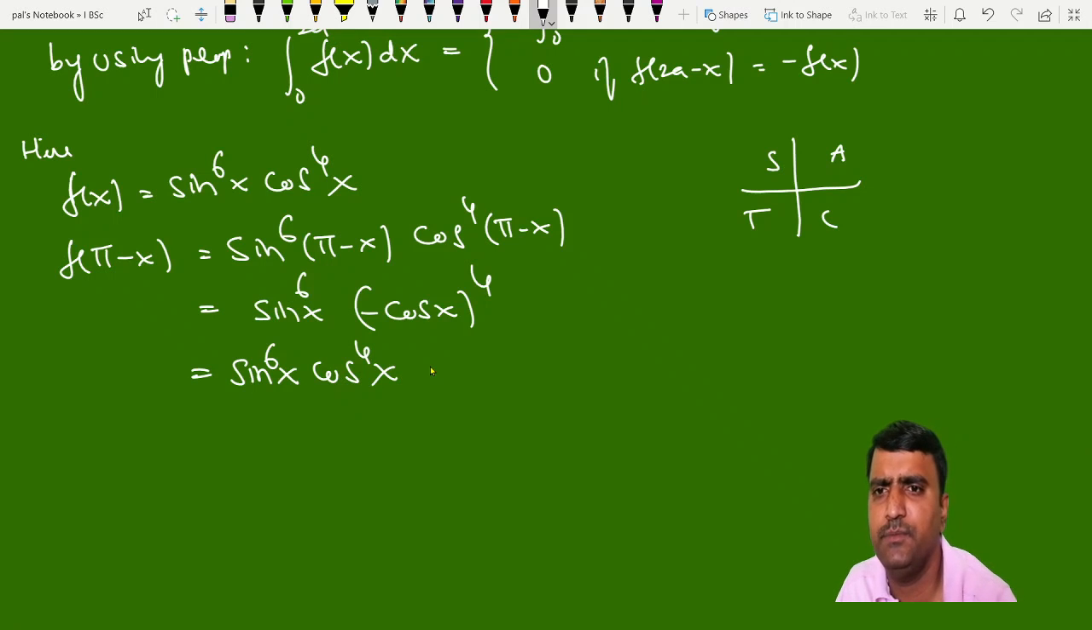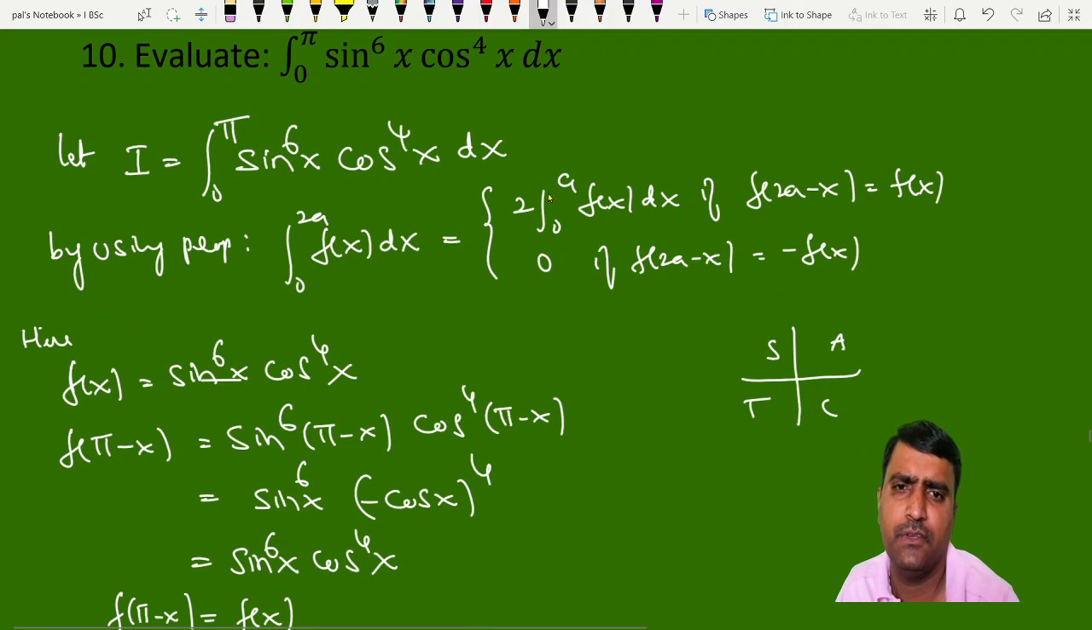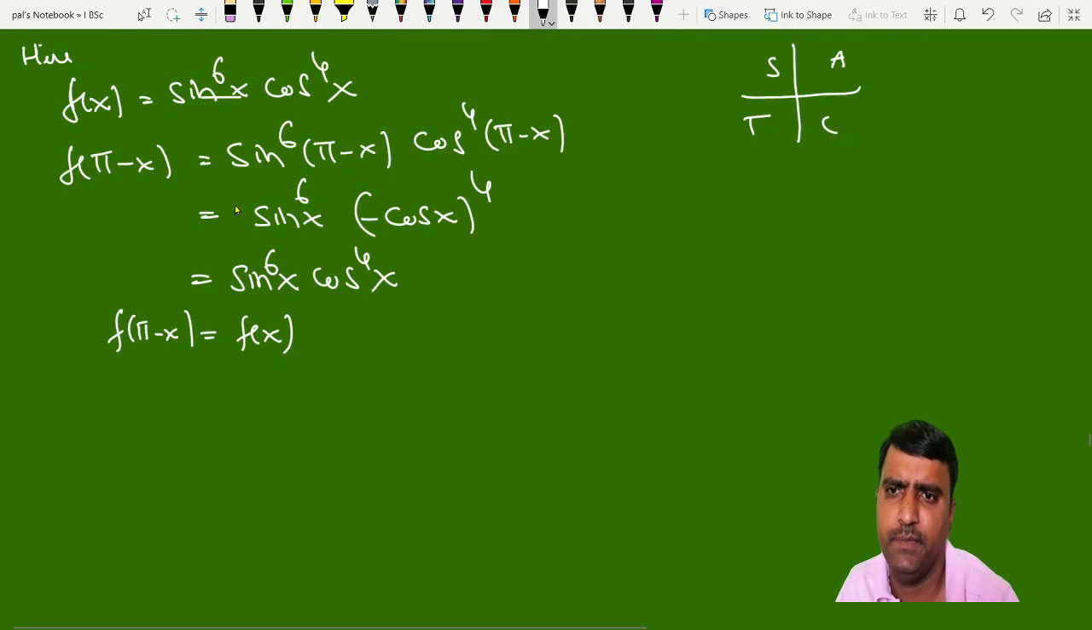So sin to the power 6x into cos to the power 4x can be written as f of x. So it is equal to f of x. F of pi minus x is f of x. So then it is satisfying the first condition, f of 2a minus x is f of x. So you can write it is 2 into integration from 0 to a. If 2a is pi, then a is equal to pi by 2.